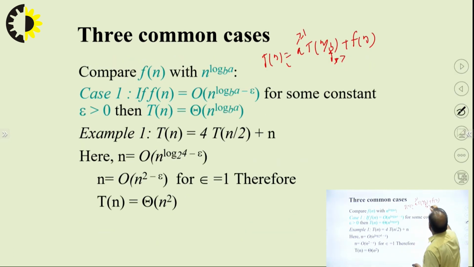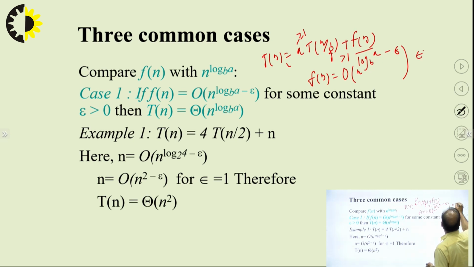So this is also greater than 1. So there are three cases. Actually, case number 1, we compare Fn. If Fn is big O of n to the power log A base B minus epsilon, where epsilon is any positive value not equal to 0.